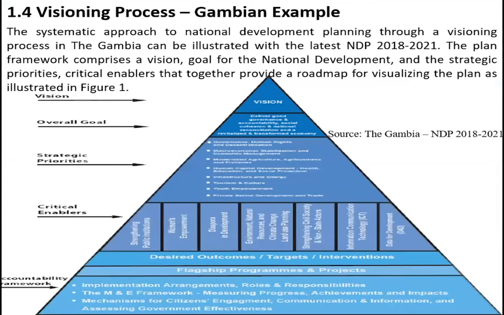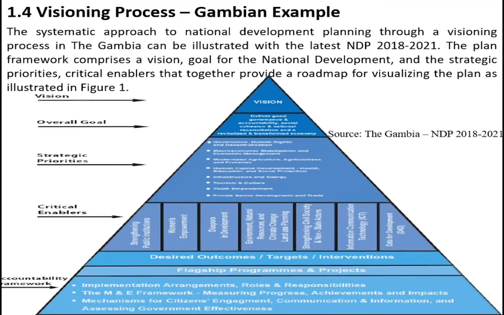Now, let's look at the visioning process in the Gambia. We have an example. The systematic approach to national development planning through a visioning process in the Gambia can be illustrated with the latest plan, the 2018-2021 NDP, the National Development Plan of the Gambia. The plan framework comprises a vision, a goal for national development, and the strategic priorities, including critical enablers, that together provide a roadmap for visualizing the plan, as illustrated in the slide we are seeing.